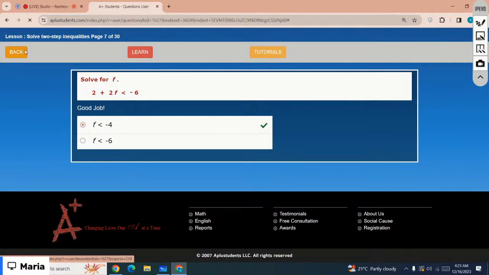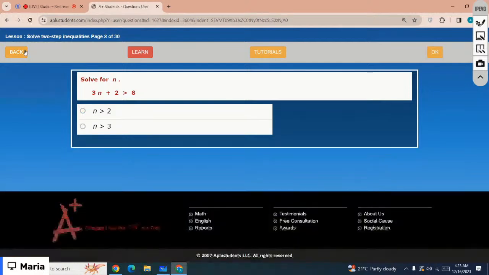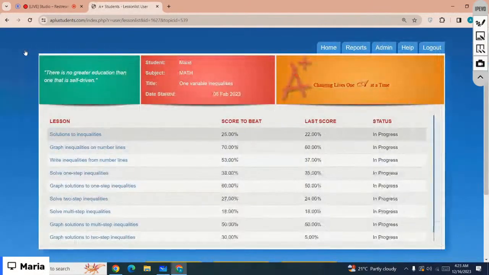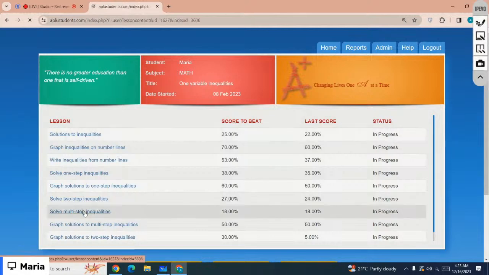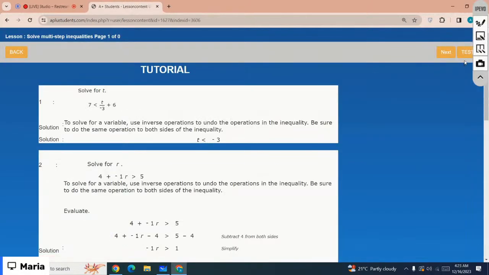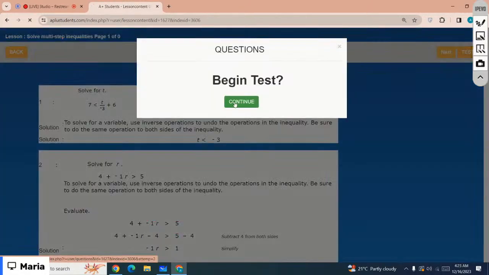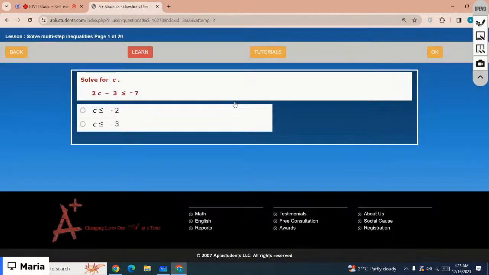Okay, you can complete the lesson by yourself later today. Let's just move on to the next lesson. We just did solve two-step inequalities, right? The next one is solve multi-step inequalities. That means if you have more than one step involved, how do you solve the inequalities? Solving is exactly the same way. You just have to do more than one operation.